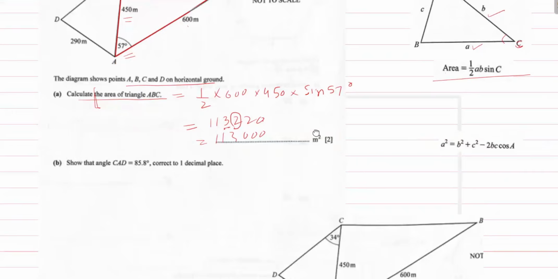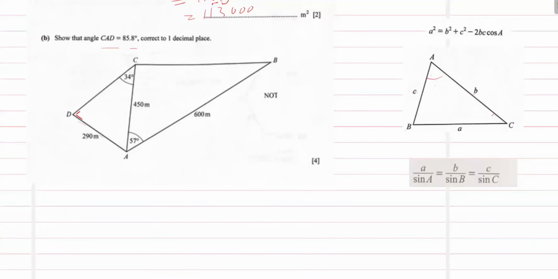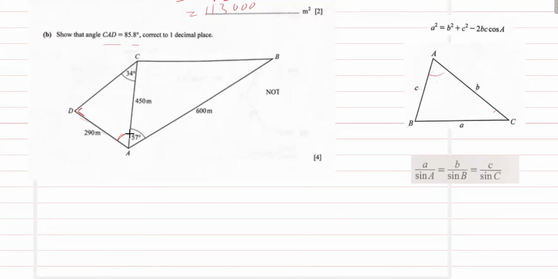Next question, part B. Part B: show that the angle CAD equals 85.8 degrees. Look here, this is the angle CAD. This angle lies in the triangle CAD. In this triangle CAD, two sides and one angle are known and the other angle is unknown. When we have two sides and two angles in a relationship, we use the sine rule. This is the sine rule, and this formula is given in the formula sheet.